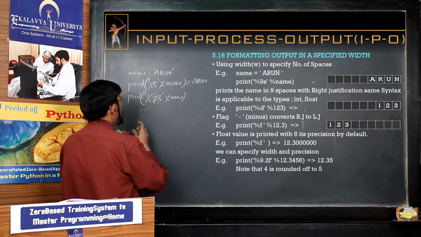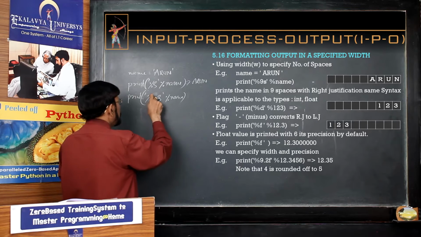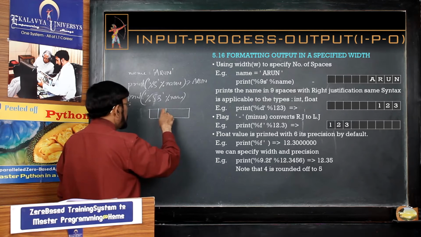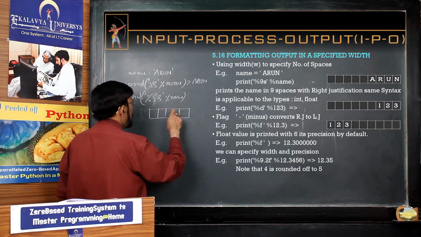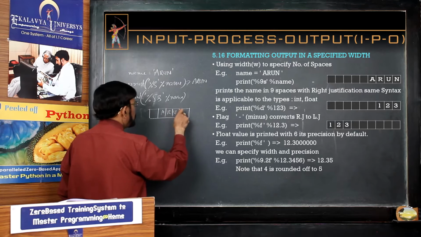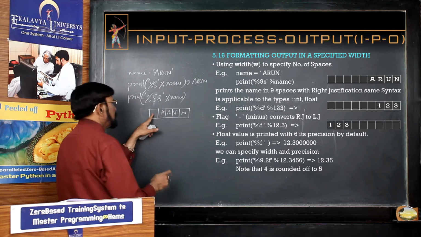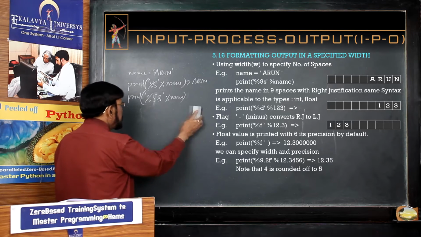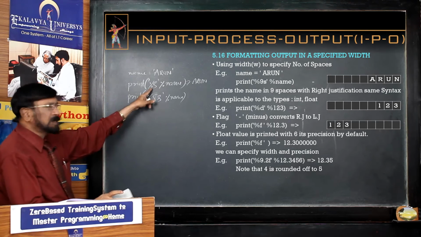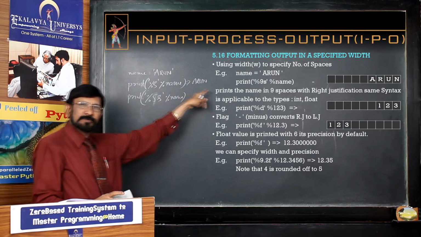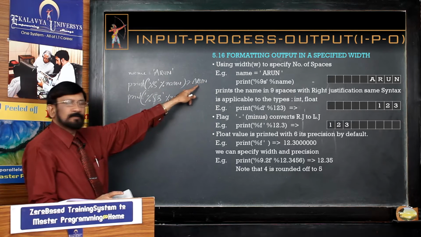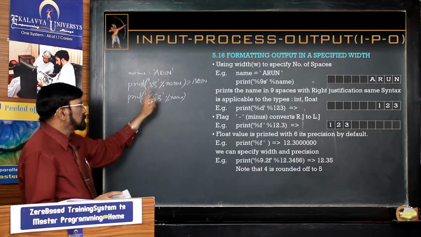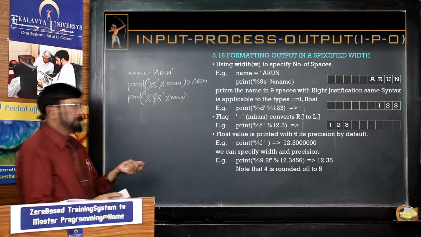And I have changed it to 5. Then what happens? 5 spaces are created, 1, 2, 3, 4, 5. Then Arun, then 1 blank space. You may suppose if it is printed to 4 spaces, you need not specify anything, because obviously the number of characters are 4. So, you need not specify anything. If you write 4 also, there is no additional benefit.